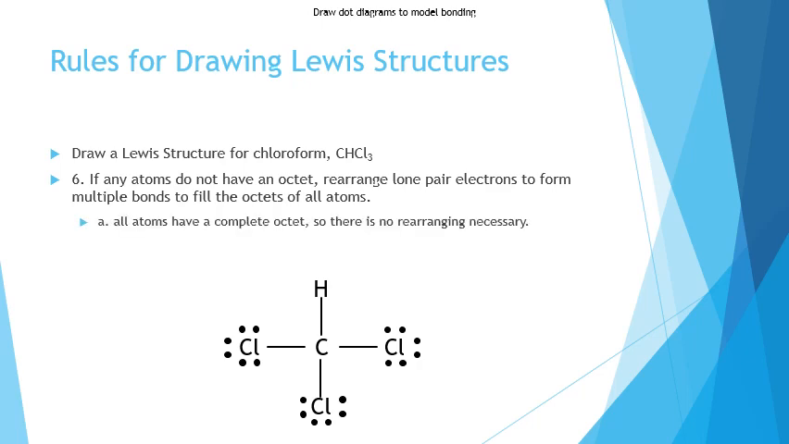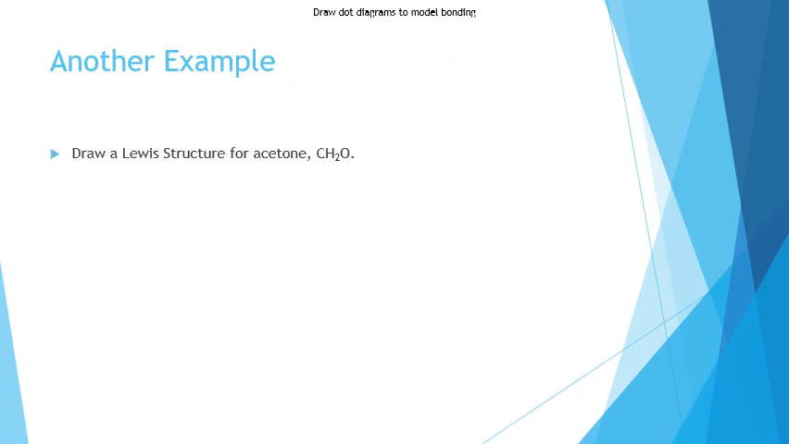All right, let's look at one more example. This example is for acetone, CH2O. This is the primary ingredient in nail polish remover, so if you're curious what that is, that's what's in nail polish remover. It's acetone. Okay, so just going through each step like we did before.